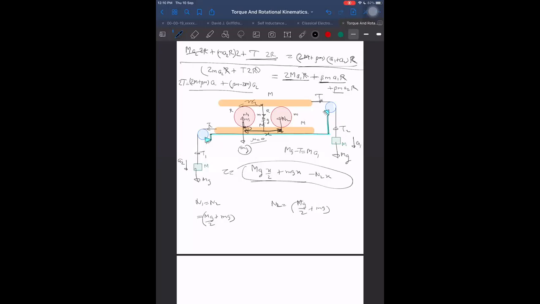Now it seems that there are more unknowns as compared to what we need to solve these. Sir, now can we use here string constraints and bring relation between T and A?